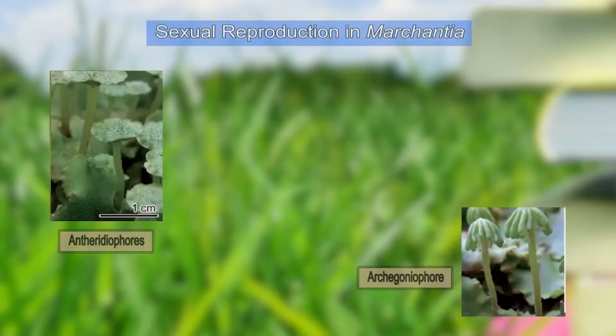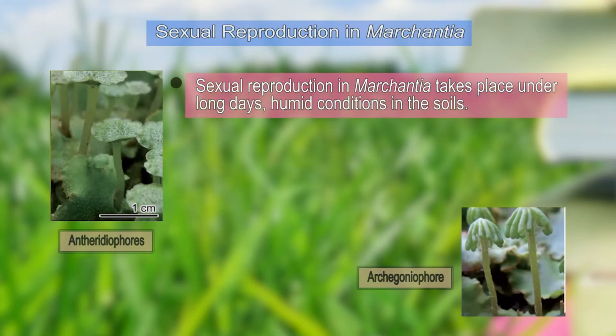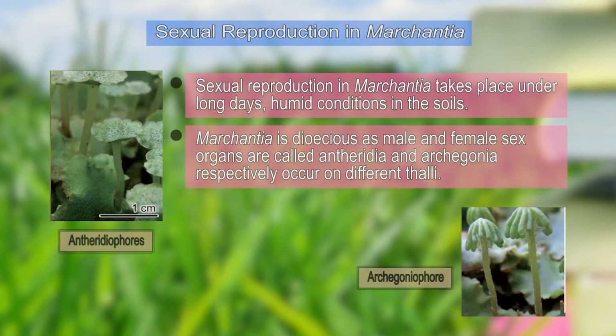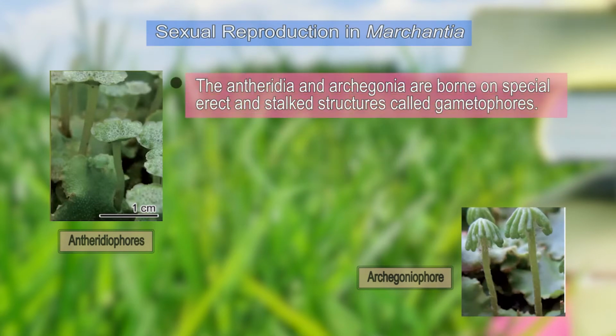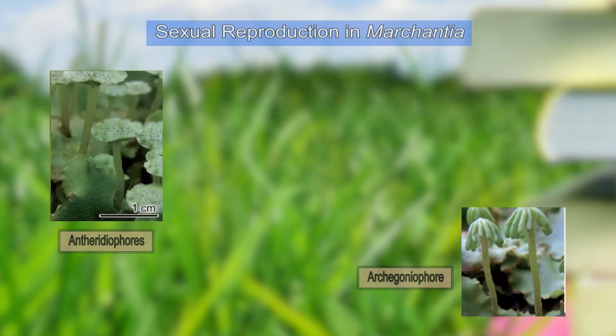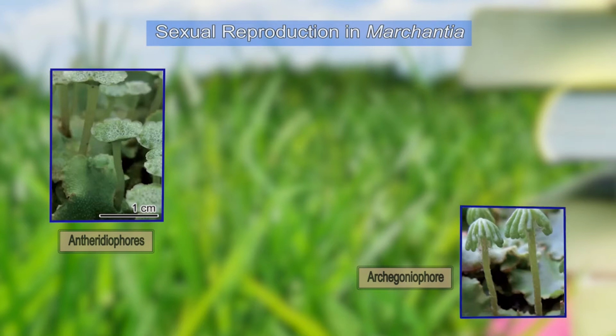Now moving ahead to reproduction, the kind of reproduction is sexual reproduction in Marchantia. The sexual reproduction in Marchantia takes place during long days and humid conditions in the soil. Marchantia is dioecious, as the male and female organs, called antheridia and archegonia, respectively occur on different thalli. The antheridia and archegonia are borne on special erect and stalked structures called gametophores. The gametophore carrying the antheridia is known as the antheridiophore, and the one carrying the archegonia is known as the archegoniophore.